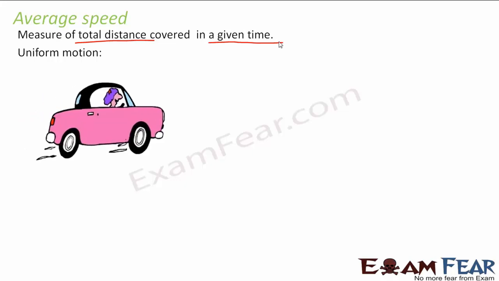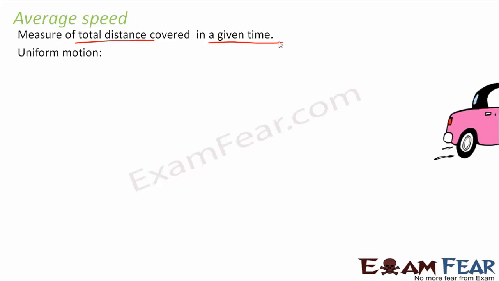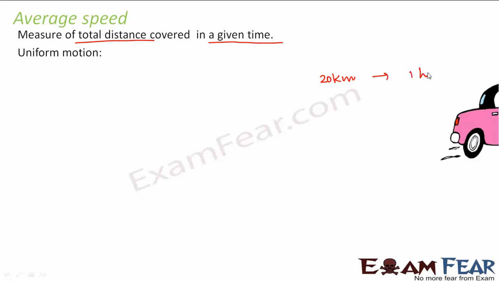Let us suppose this is a car which is covering equal distances in equal intervals of time, and therefore it is in uniform motion. Now let us suppose it covers 20 kilometers in 1 hour. It started from this point A and reached some point B. The distance between A and B is 20 kilometers, and it covered this distance in 1 hour.